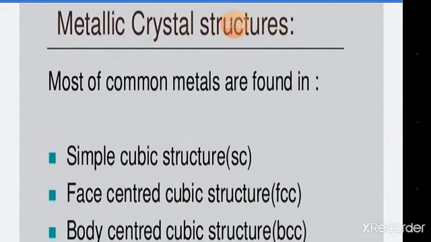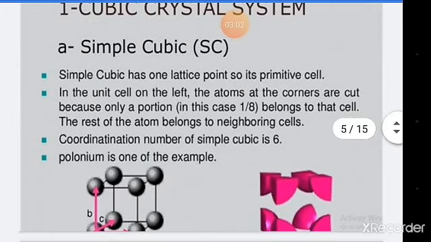Metallic crystal structure. The important metallic crystal structures are simple cubic, face-centered cubic and body-centered cubic. Simple cubic. In the case of simple cubic, there are 8 atoms at the 8 corners. Each atom is shared equally among 8 unit cells. We say that 1 by 8 of each belongs to this particular cell, making a total of 1 atom per unit cell. Example, polonium.